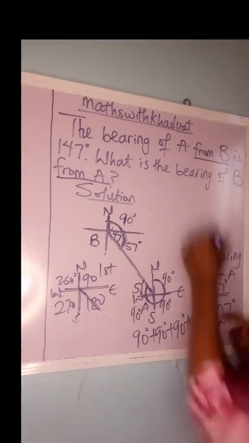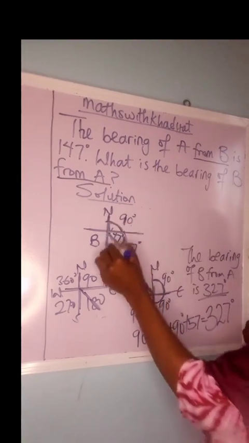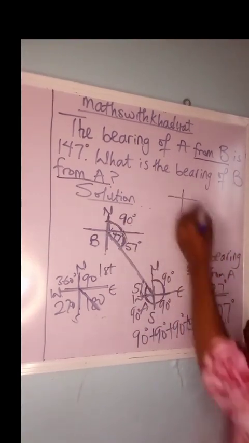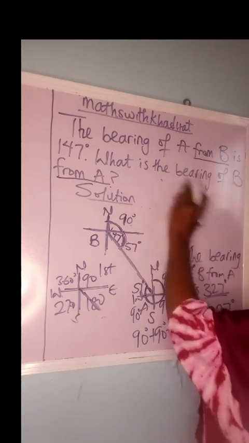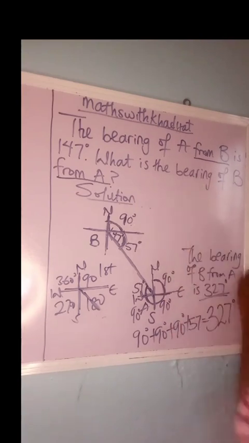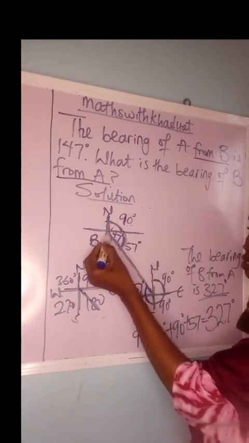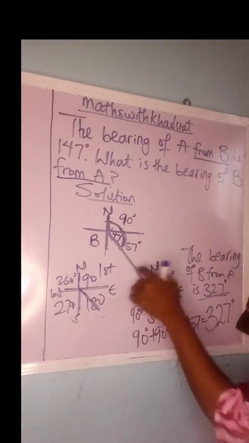Again, let me come again. The bearing of A from B is 147 degrees. My focus will be, you can come and draw the diagram first somewhere, so you can know where the direction will come, whether here or here or here. So you need to draw your diagram somewhere in a rough book. Okay, so the bearing of A from B is 147 degrees, and I can find 147 degrees in the second quadrant.